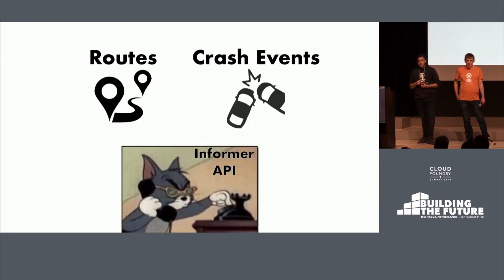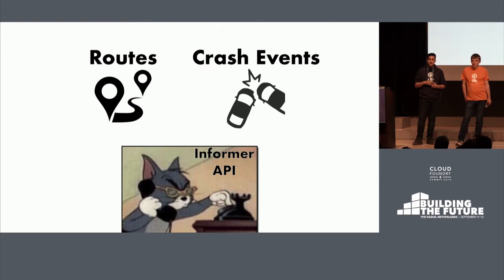The next 2 things we'd like to mention are publishing routes and crash events. And the reason we're putting them together is because they rely on a common Kubernetes API called Informer API. So how this works is basically you have an Informer instance, and this instance will receive an event every time a Kubernetes resource of some type is updated, terminated, or created.